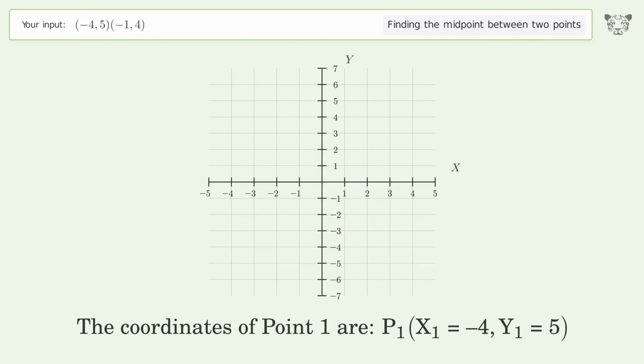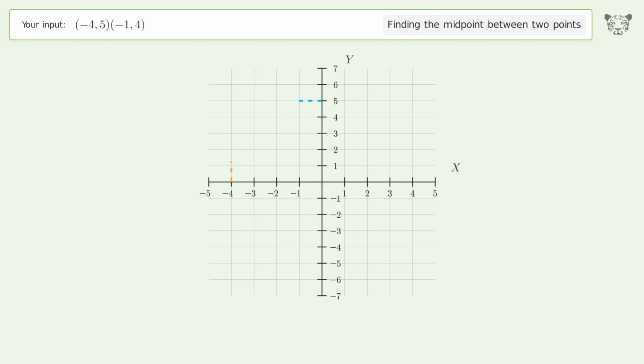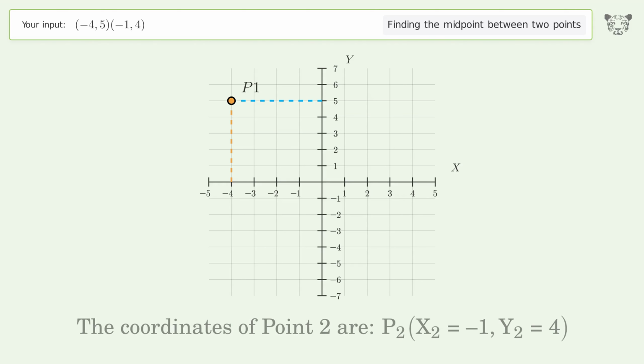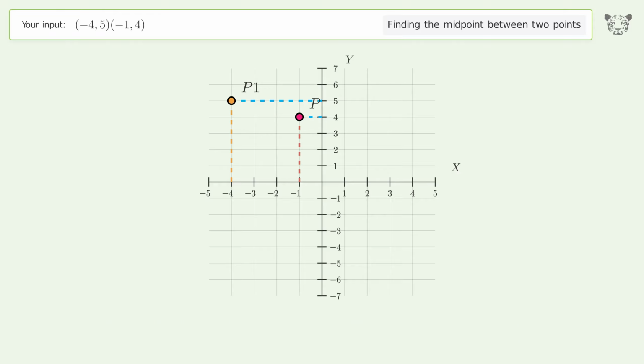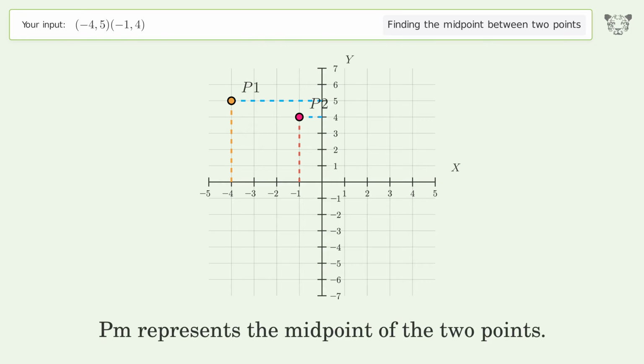The coordinates of point 1 are, x1 equals negative 4, y1 equals 5. The coordinates of point 2 are, x2 equals negative 1, y2 equals 4. PM represents the midpoint of the 2 points.